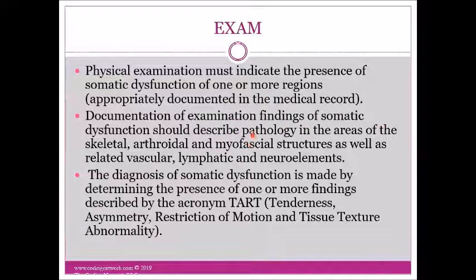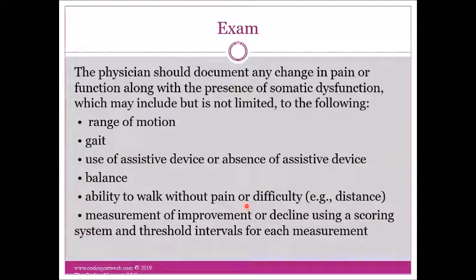It should describe the pathology in the areas: skeletal, arthroidal, myofascial, those sort of structures. And the diagnosis of somatic dysfunction is made by determining one or more findings described by the acronym TART. So the physician should document any change in pain or function along with the presence of somatic dysfunction. So it may include, but is not limited to, just some examples here.